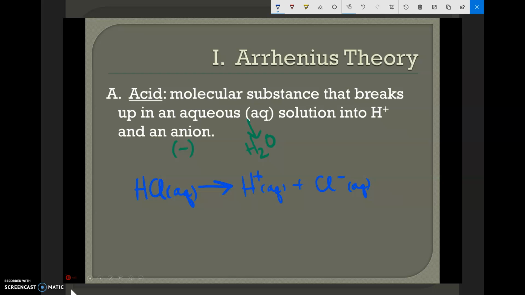Okay, another example would be HNO3. This is called nitric acid. Again, you see the hydrogen. NO3 is a polyatomic ion, so you'd break them up into their charges. Hydrogen ion, and then nitrate has a -1 charge. And we're putting those AQs there just to show that it's in an aqueous solution.